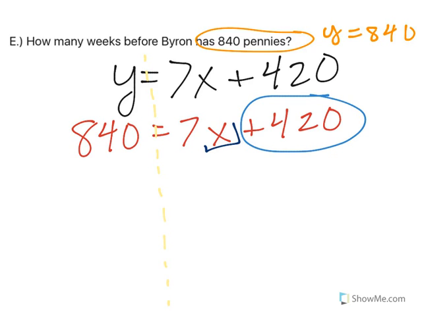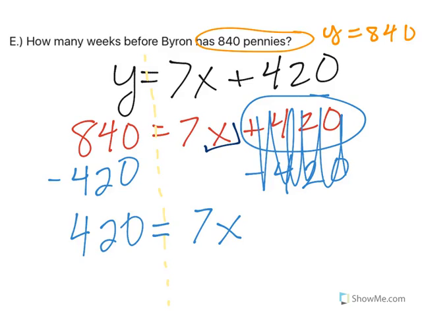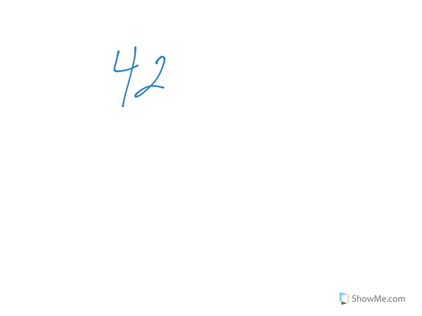Well, how do you get rid of 420? Well, it's positive, so we subtract. Because if you think about it, 420 minus 420 is 0. That makes that piece cancel out. I'm just left with 7x. And on the left side, because I've got to do the same thing to each side, we've got to keep this equation balanced. And 840 minus 420 is 420. So I now have the equation 420 equals 7x.